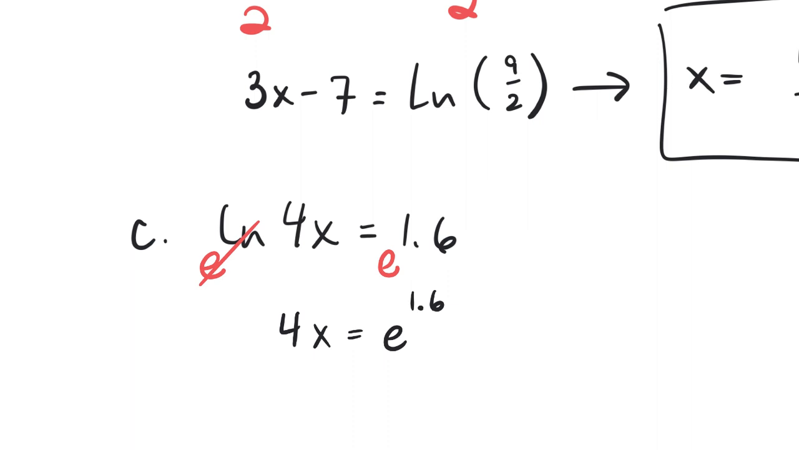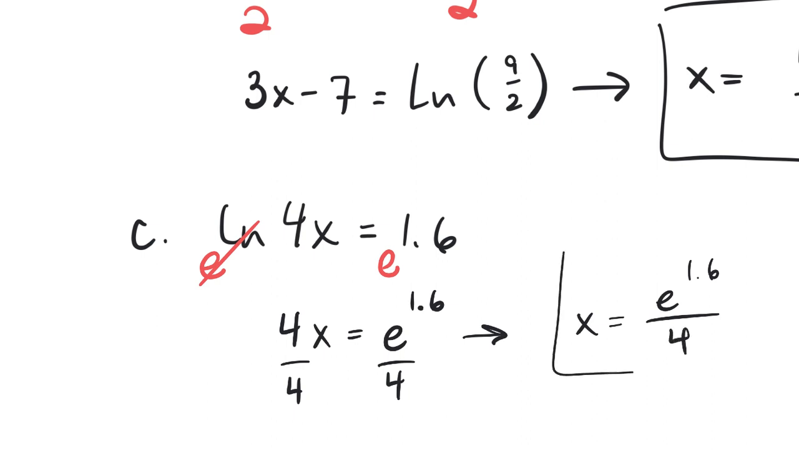And final step is to solve for x. Divide by 4. So x is equal, and again, that's the exact form. If you want the decimal approximation, you would use your scientific calculator, use a base e, raise it to a power of 1.6, divided by 4, give you a decimal approximation.